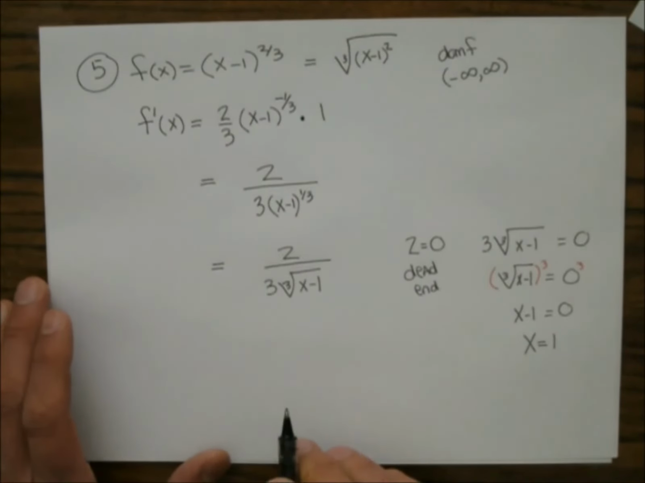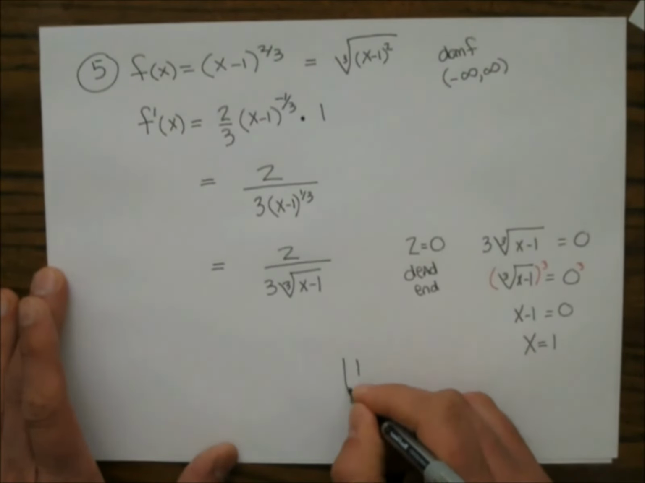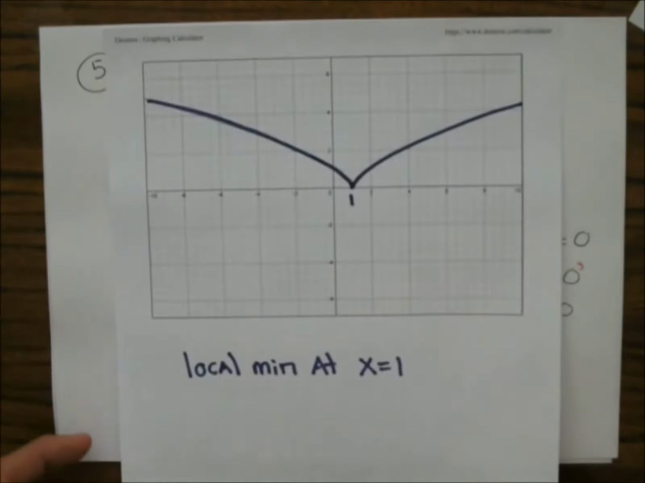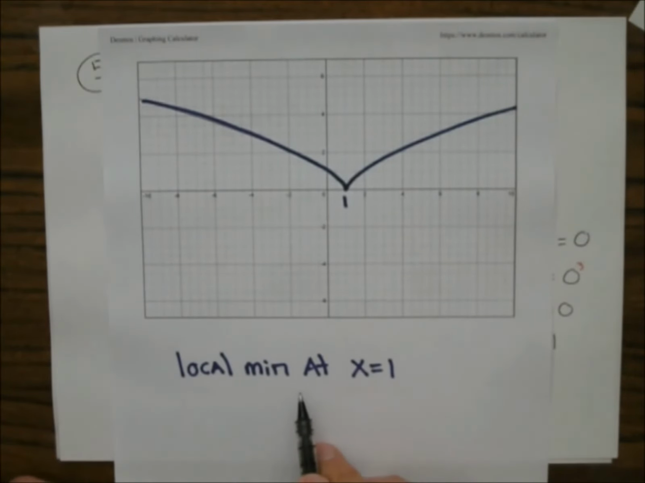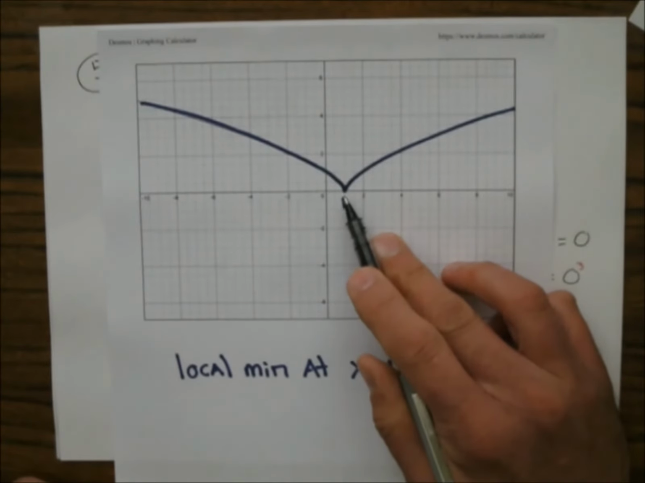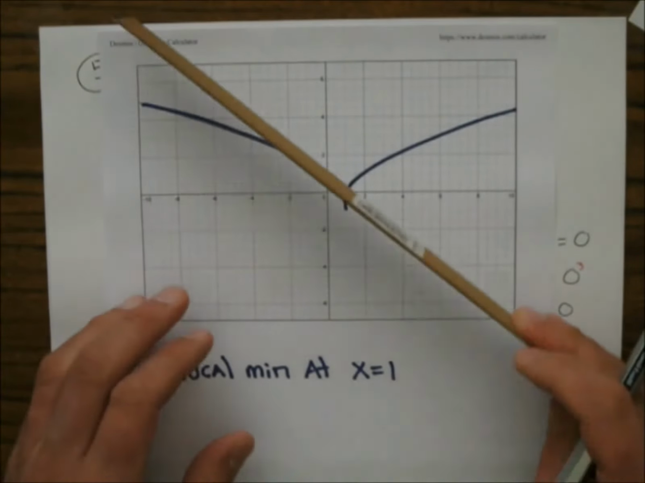So find the critical points. We found 1. It's not a boundary point. It's an interior point. So we have 1 for our answer. And if you actually look at this graph, I think this one's kind of cool. There is a local min at x equals 1. And there's a cusp right there. And it has a vertical tangent, which is weird because look at the tangent right here.